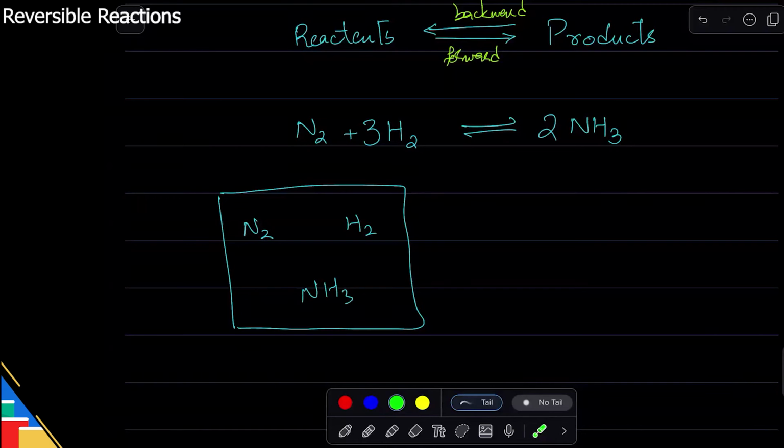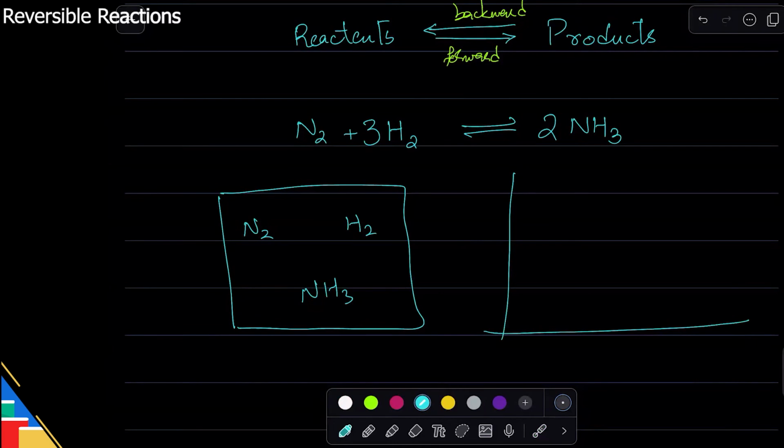After a while, ammonia is made. So now this ammonia, as it's made, starts going back again. So the rate of forward reaction and rate of backward reaction are different. But after a while, as more and more ammonia goes back, the rate of forward reaction and the rate of backward reaction become equal. Now, initially, if the forward reaction is faster, then you will see that ammonia starts to increase.